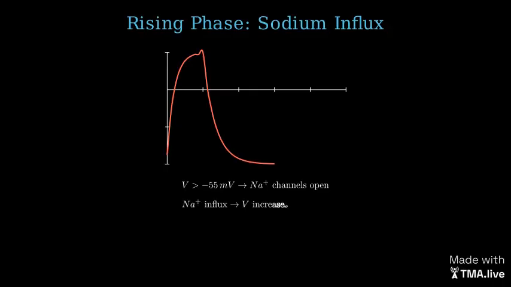Dendrites actively shape signals. Dendrites perform sophisticated computations: spatiotemporal summation, dendritic spikes, and branch-specific processing. Each dendritic branch is a computational subunit.